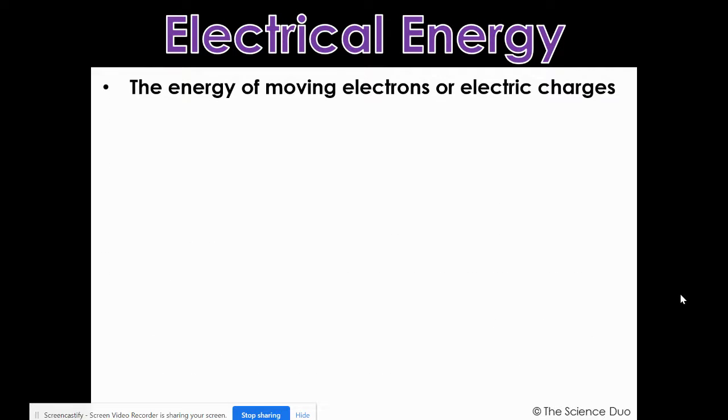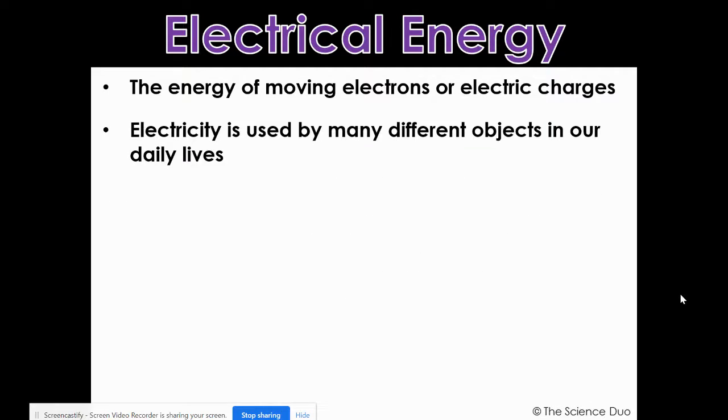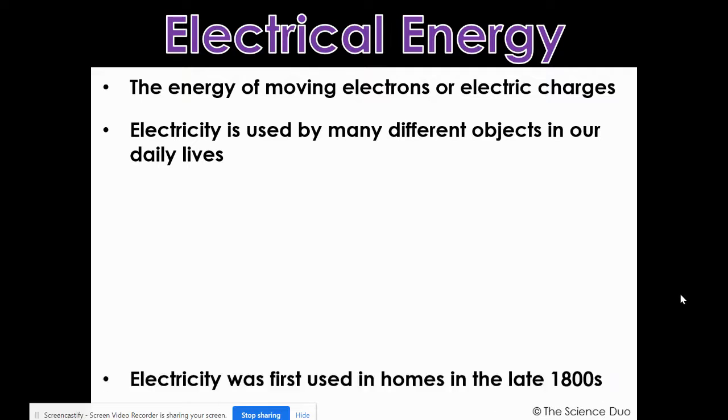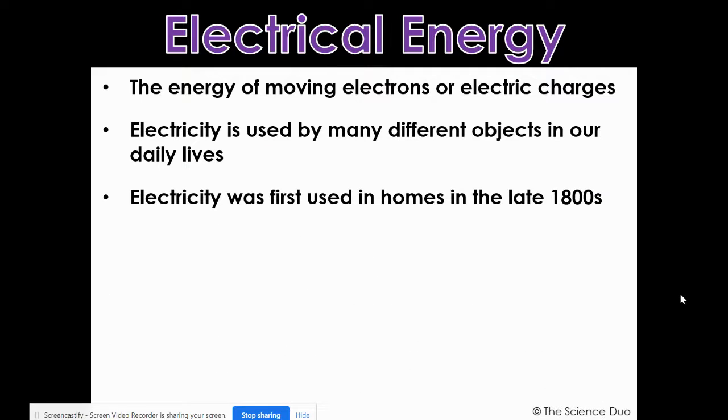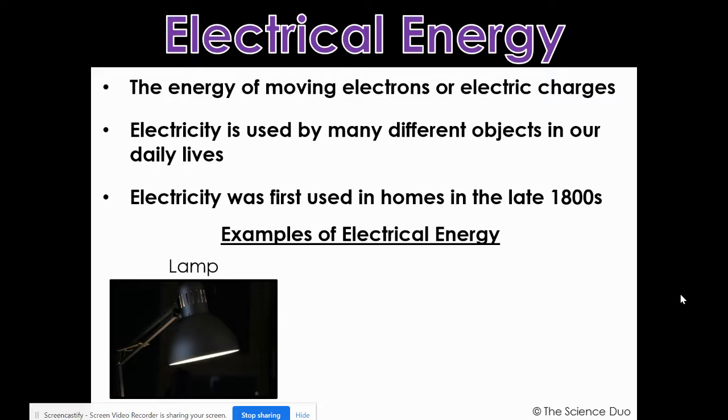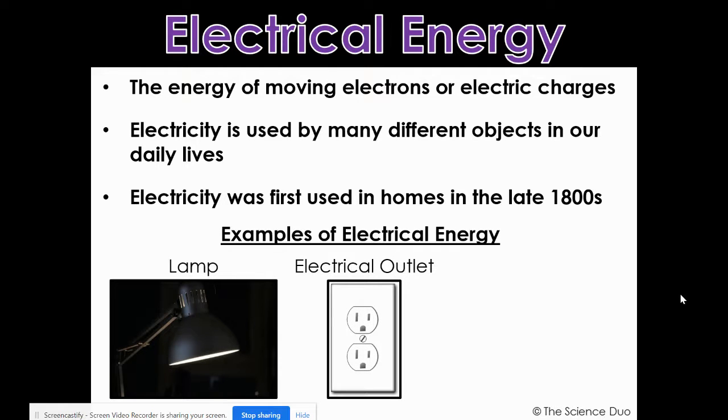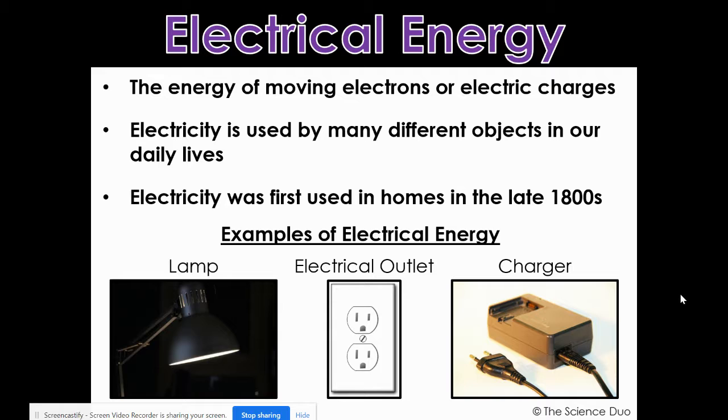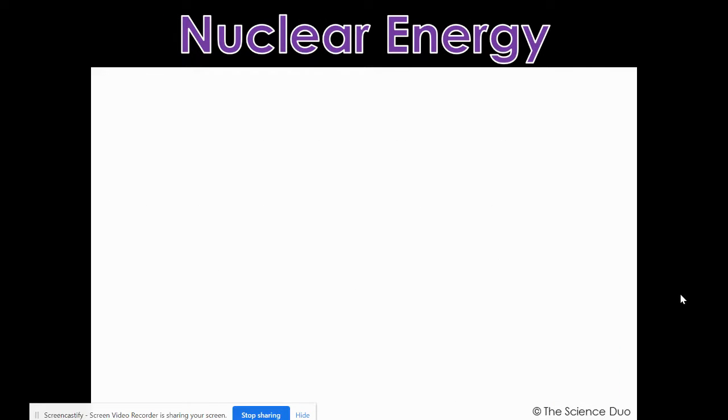Electrical energy is energy where electrons are moving, or if there are electrical charges. We use it all the time in our daily lives: cell phones, TVs, hair dryers, our stove, our refrigerator. It was first used in the late 1800s in homes. Before that, they did not have the kinds of things that we do to light their homes. They used candles or lanterns. So we've got a lamp, electrical outlets, and chargers as examples of electrical energy.